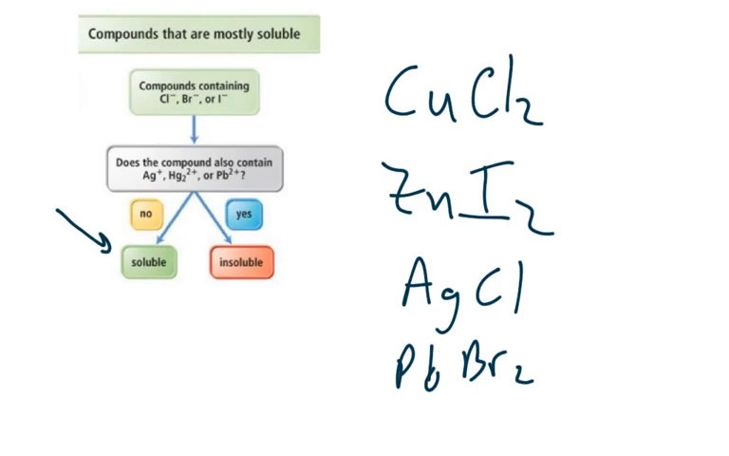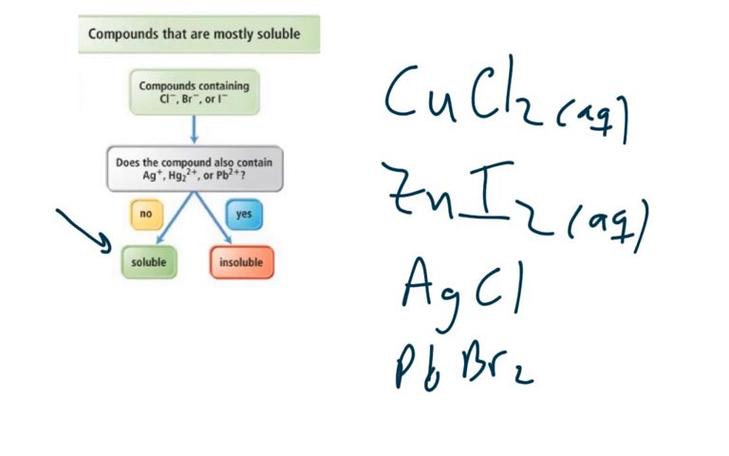So according to the rule, the first one, copper 2 chloride, as long as it doesn't have silver, mercury, or lead, that's going to be soluble. So you put AQ. Zinc iodide, same rule. Iodide is a halogen, and as long as it's not silver, mercury, or lead, it's also soluble.